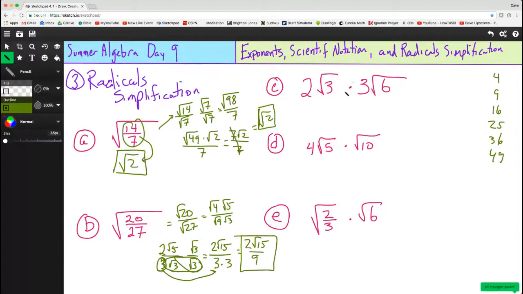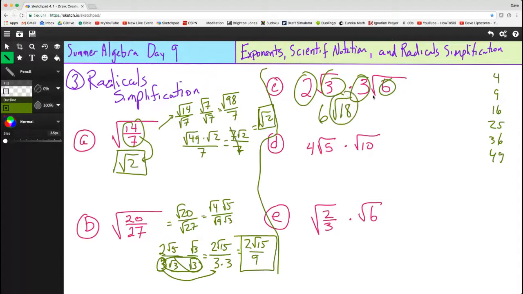Over here, the rule is you multiply what's on the outside by what's on the outside, and what's on the inside by what's on the inside. So we get 6 times the square root of 18. Well, square root of 18 breaks rule number 1. There's a perfect square inside it, which is our 9. So this is 6 times root 9 times root 2. Well, root 9 is 3, so that equals 6 times 3 times root 2, or 18 root 2.